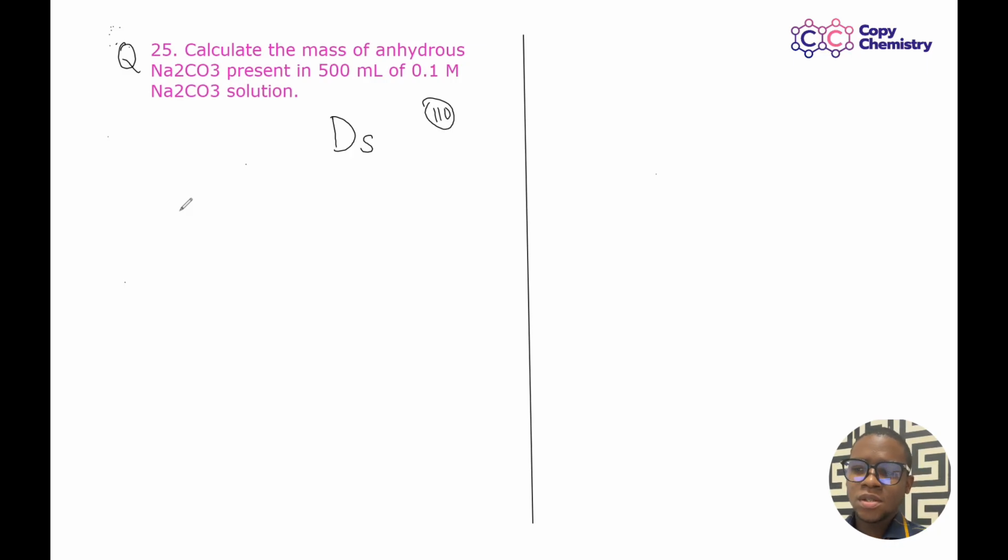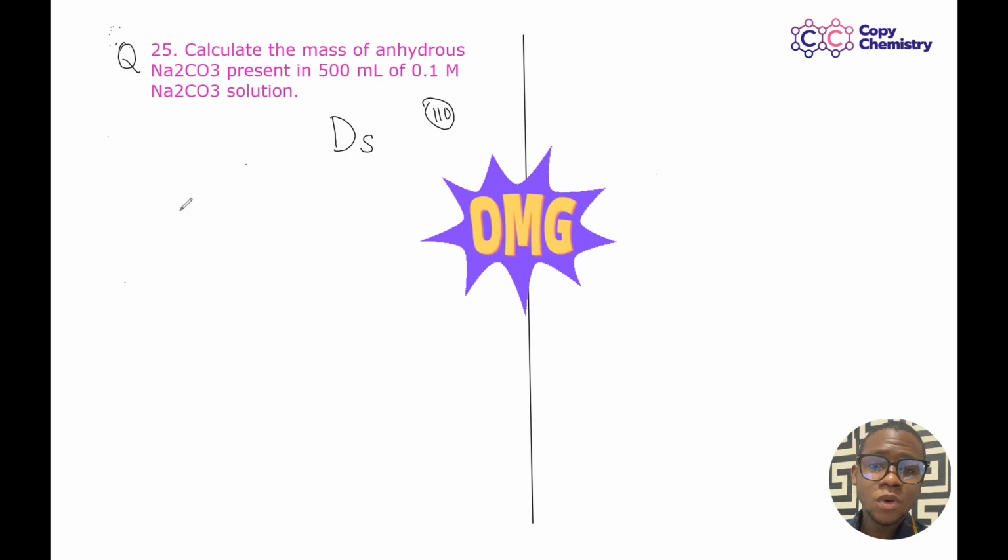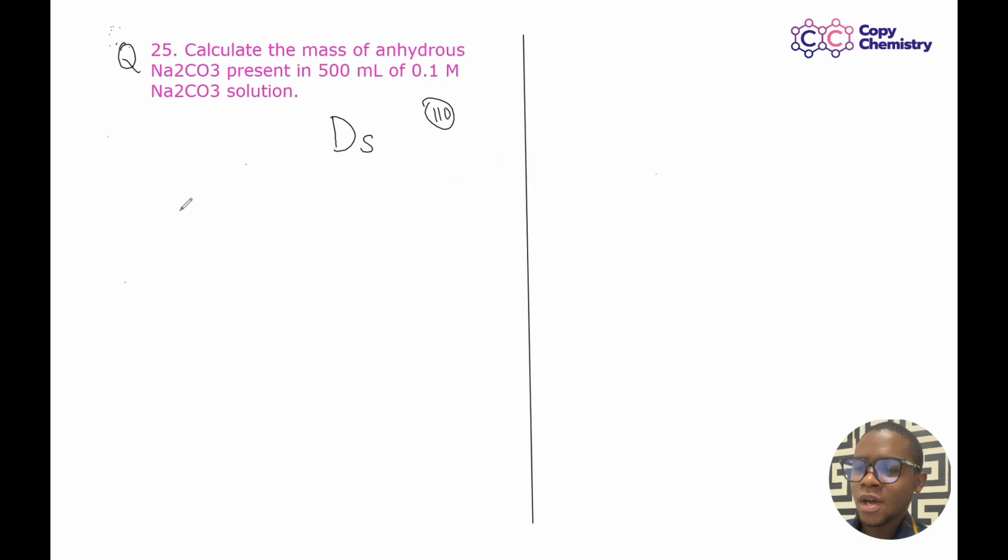Hello, this is the 25th question on stoichiometry. Calculate the mass of anhydrous Na2CO3. That is sodium trioxocarbonate(IV). Not 5, 4. 4, guys, 4. Or you call it sodium carbonate.